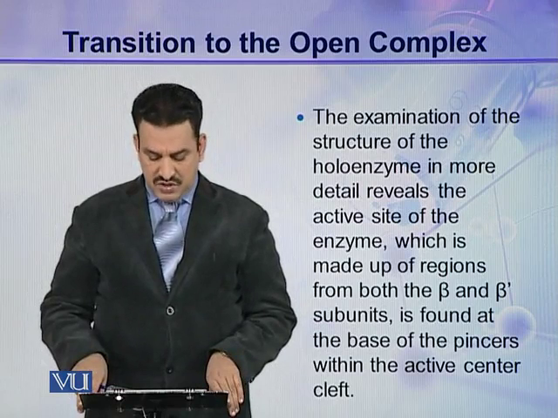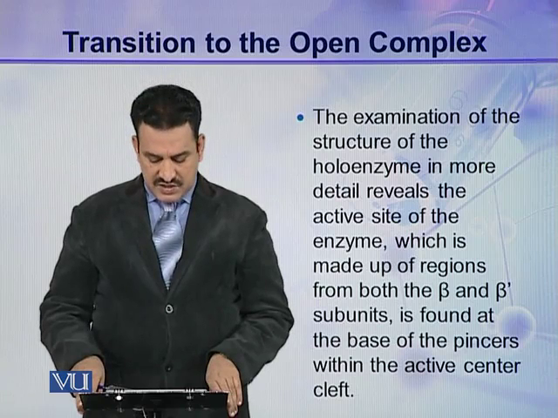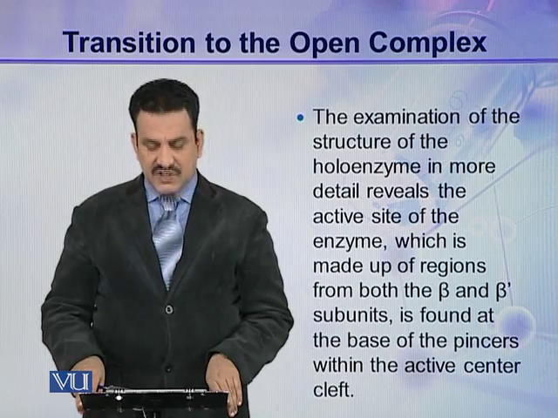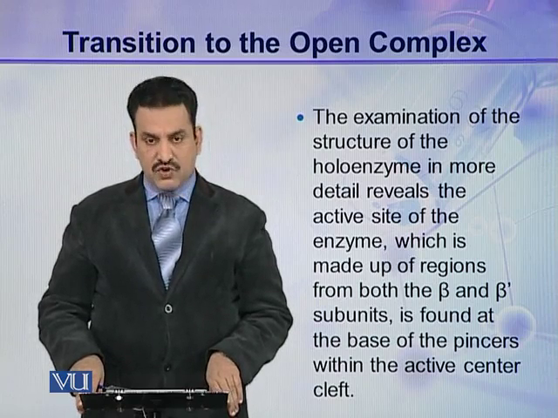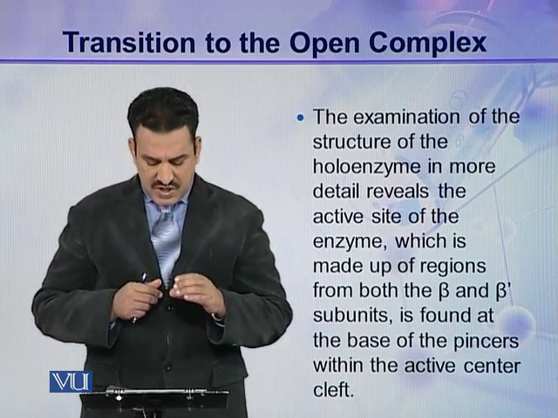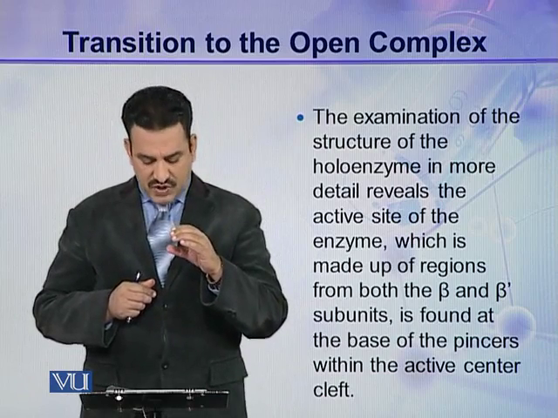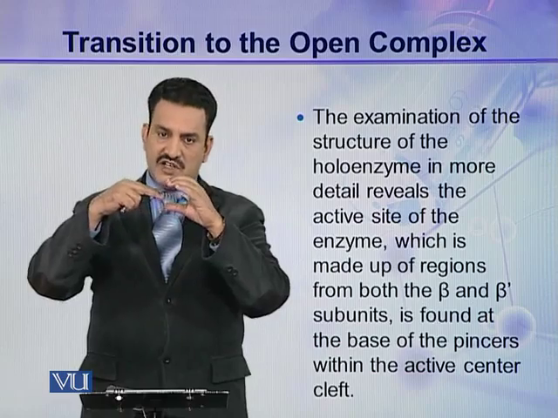The examination of the structure of the holoenzyme in more detail reveals the active site of the enzyme, and this active site is made up of regions from both the beta and beta prime subunits, and it is found at the base of the pincers within the active center cleft.